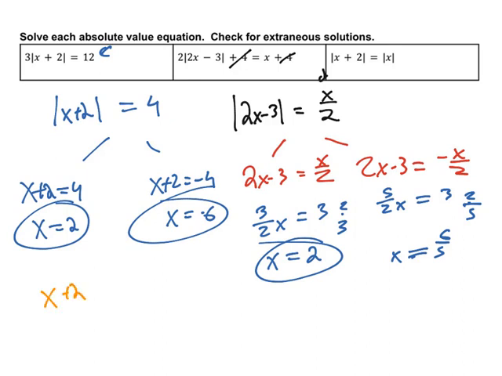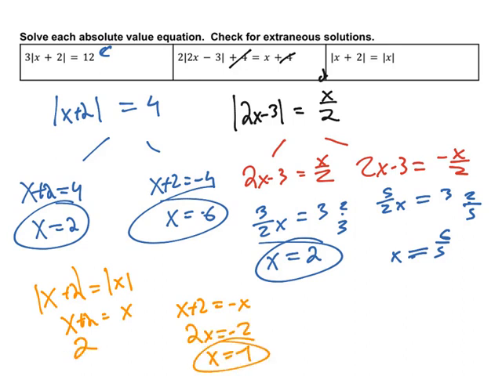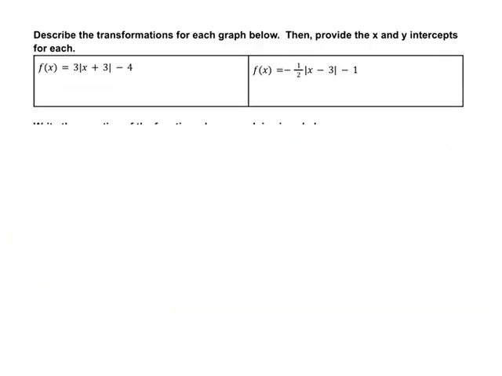And then finally on the last one, I have absolute value of x plus 2 is equal to the absolute value of x. That's going to give me two equations. x plus 2 is equal to x. x plus 2 is equal to negative x. That gives me 2x equals negative 2. x is negative 1. And then this one gives me a non-true statement. 2 is equal to 0. So we only accept negative 1 as the solution, and we call the other solution extraneous. So there's absolute value equations.